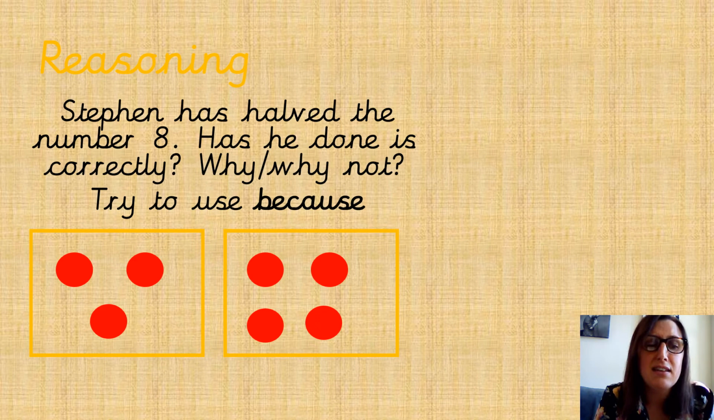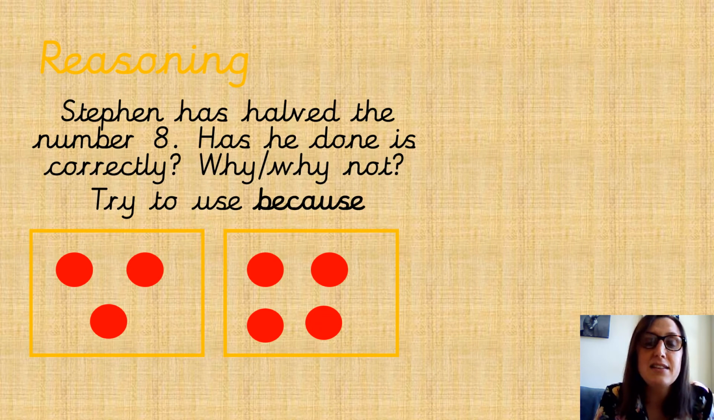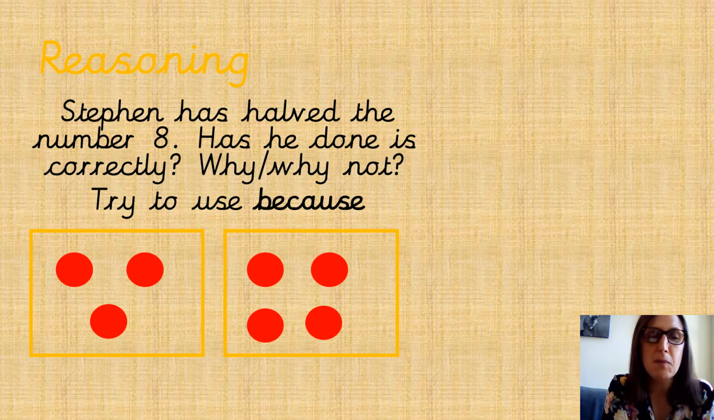It says Stephen has halved the number 8. Has he done, sorry, spelling error, has he done it correctly, and why not? And because it's reasoning, we want to use that conjunction because. So Stephen has halved the number 8. Has he done it correctly? Why and why not? So look at what he's done and then try and write yes because or no because. Alright, so again you're going to have to go and pause the video, and I'll wait a bit to make sure that you have before I carry on. So go over and pause your video.